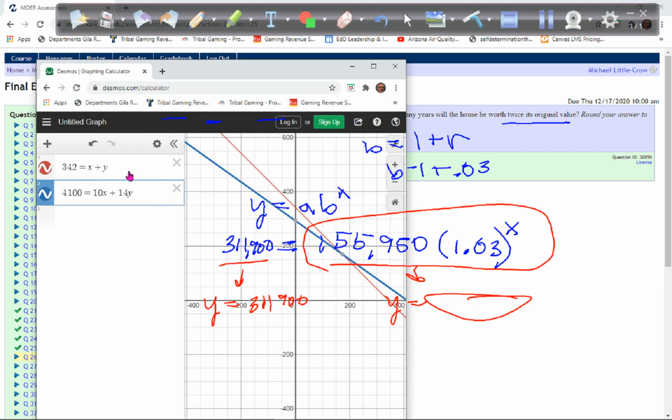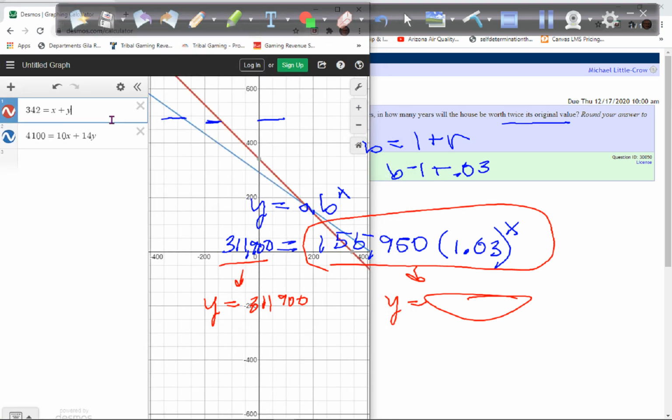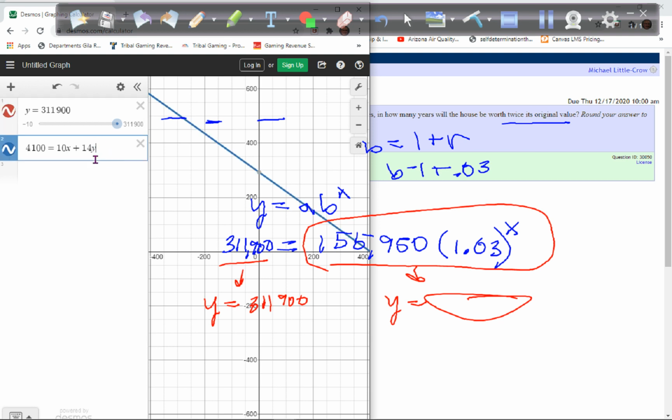So come back to Desmos. I have to enter both of these, so I'm just going to go y equals 311,900. And down here I'm going to go y equals, just clear it out, y equals 155,950 times 1.03 raised to the x.